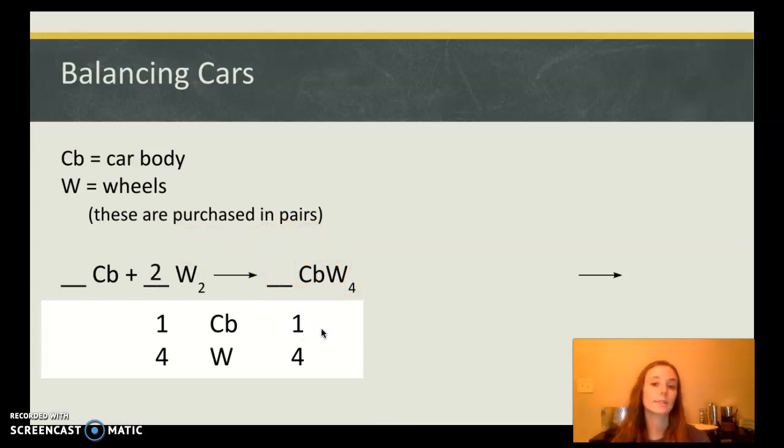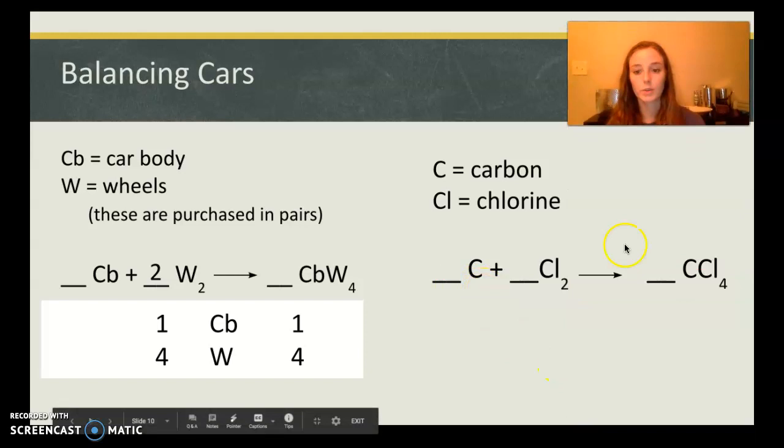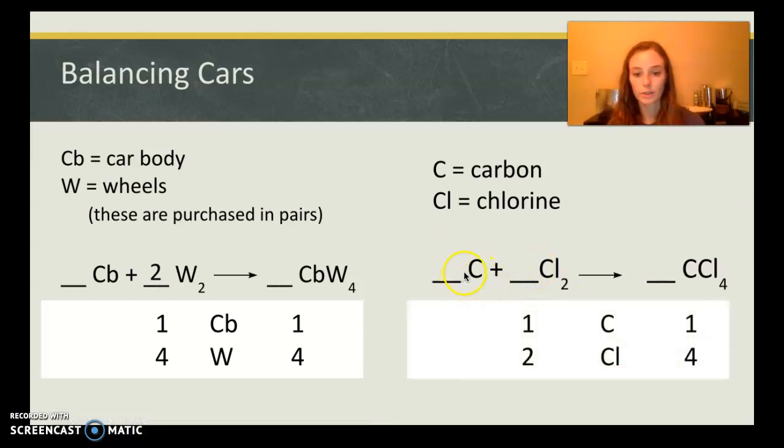I can also apply that same sort of example to balancing an actual chemical equation. So here, if we have carbon and Cl is chlorine, this is my chemical equation. Currently, I have 1 carbon because no coefficients and no subscripts. So 1 carbon, 2 chlorines. Here, I have no coefficients, but I have 1 carbon and 4 chlorines because that is the subscript.